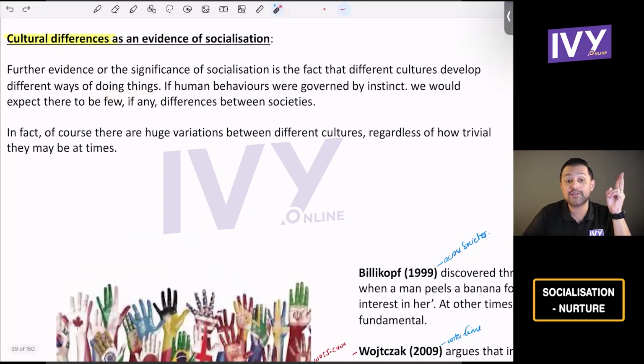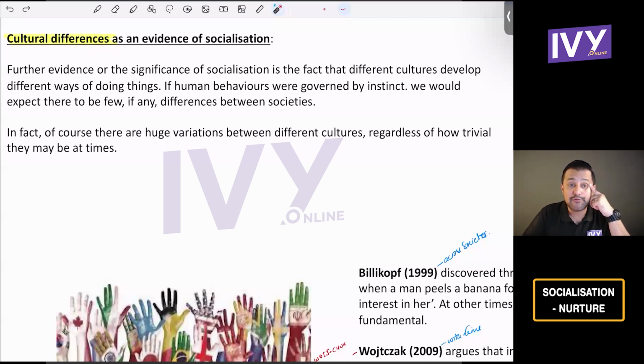If human behaviors were governed by instinct, we would expect there to be few, if any, differences between societies. In fact, of course, there are huge variations between different cultures, regardless of how trivial they may be at times, regardless of how tiny these differences might be. Allow me to give you an example over here.